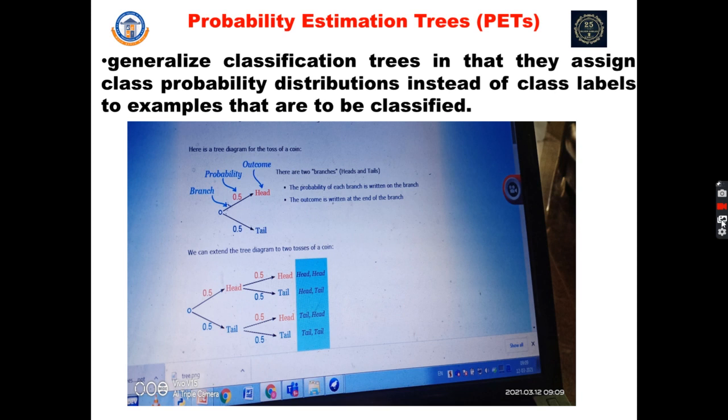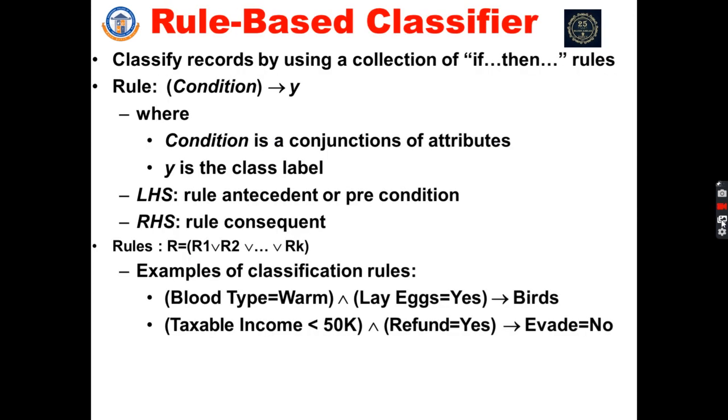As you can see in the tree diagram for the toss of a coin, there are two branches, head and tail. The probability of each branch is written on the branch and the outcome is written at the end of the branch. If the probability is 0.5, it is considered head, and if the probability is 0.5, it is considered tail. According to the diagram, the toss of a coin is a predictor using a tree diagram.